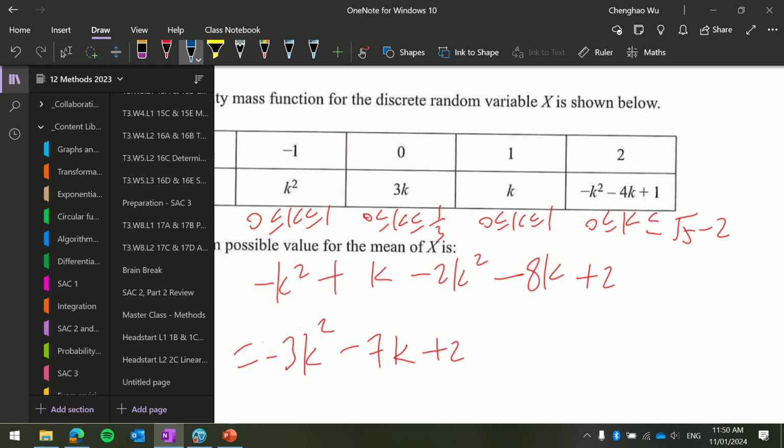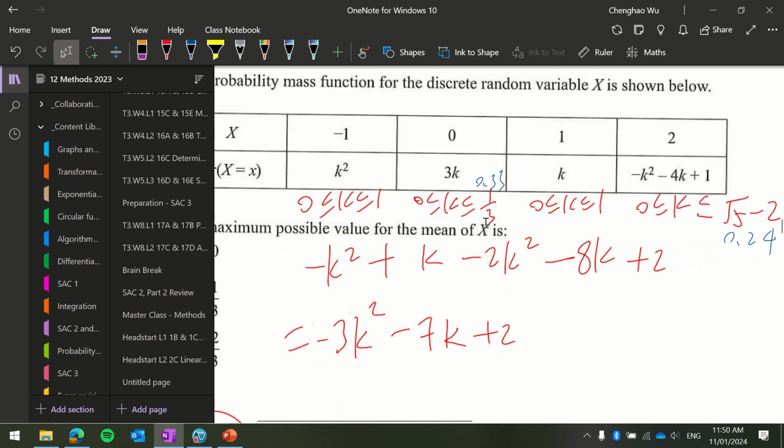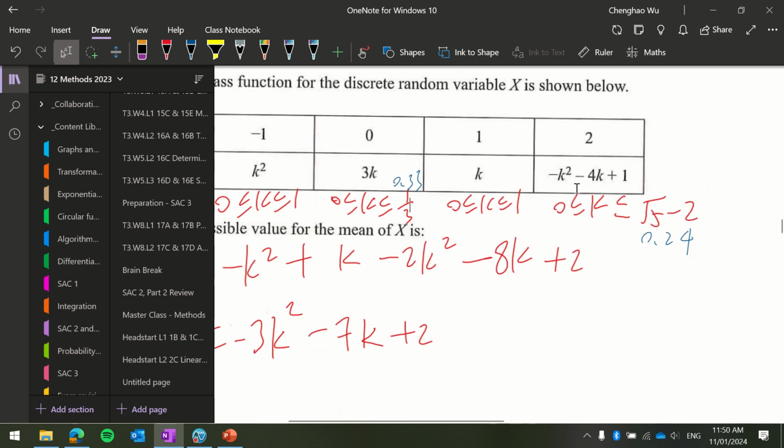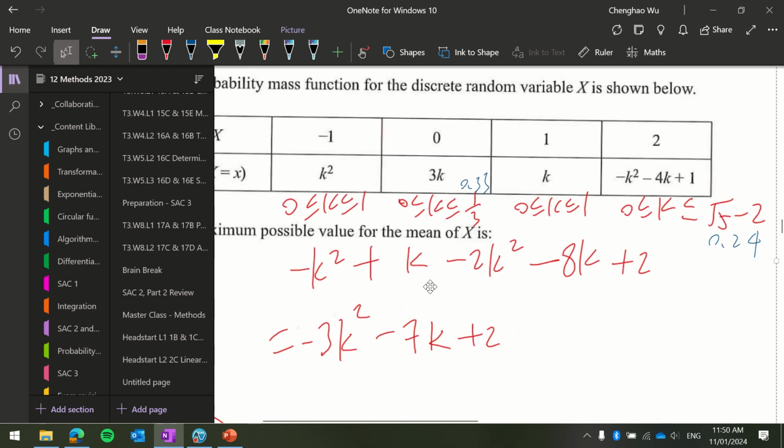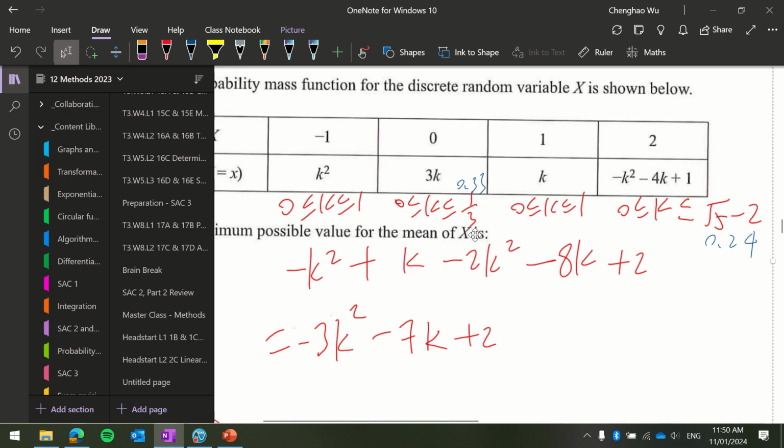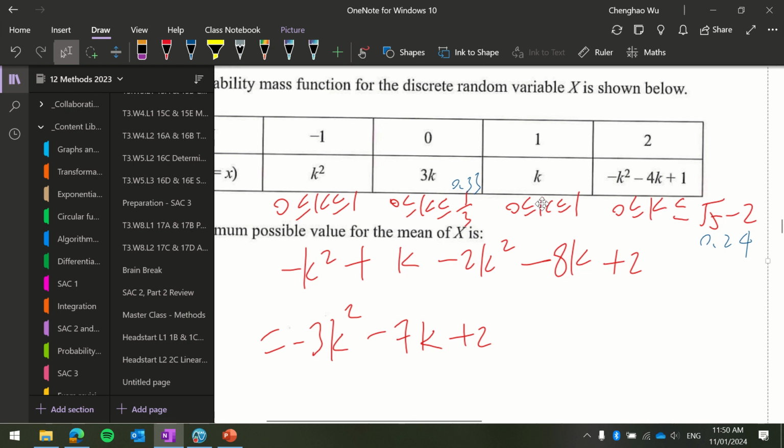So this is something like 0.24. And then this is something like 0.33. So from this, I basically know that the intersection between all those is this. This one's the smallest one. K has to be between 0 and 0.24.